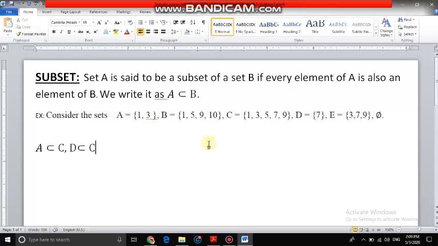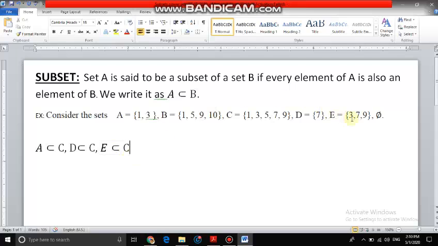So D is also a subset of C. Now see the elements of E and C. E has the elements 3, 7, 9. C also has elements 3, 7, 9 as a part of them. So hence we can also conclude that E is a subset of C. Okay, so these are the subsets.